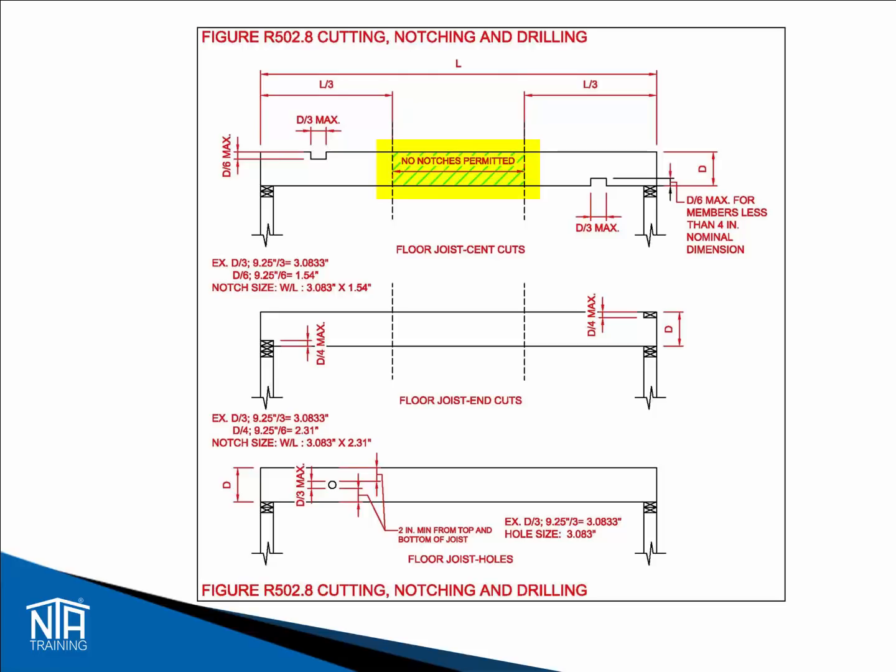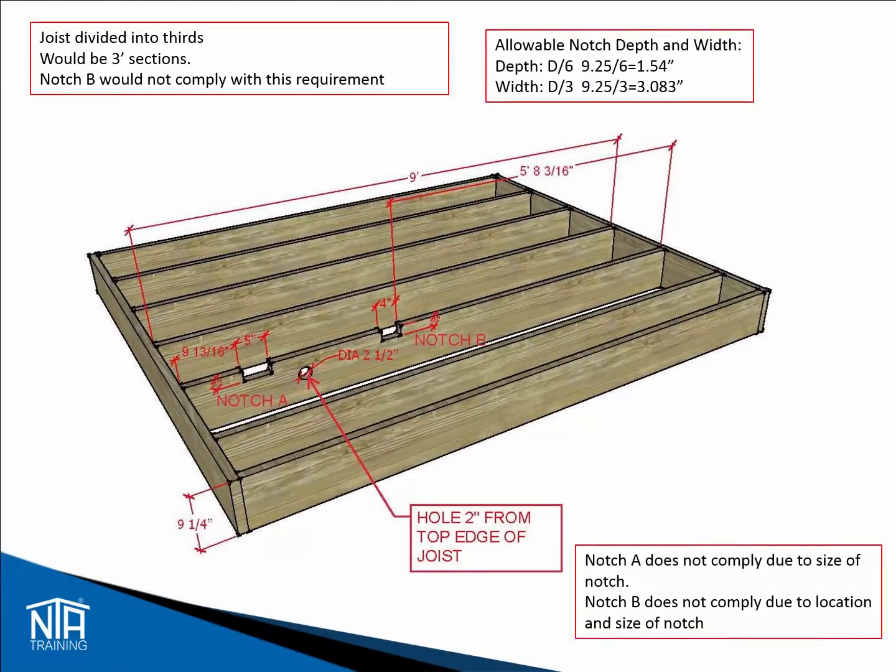Notice that notches cannot be placed in the middle third of a joist. There are 2 parts of compliance to verify. First, let's check the location of the notches. Notch A is located 9 13/16 inches from the end of the joist, which has an overall length of 9 feet. This notch is located in the outer third of the length of the joist, which is in compliance with the thirds rule in R502.8.